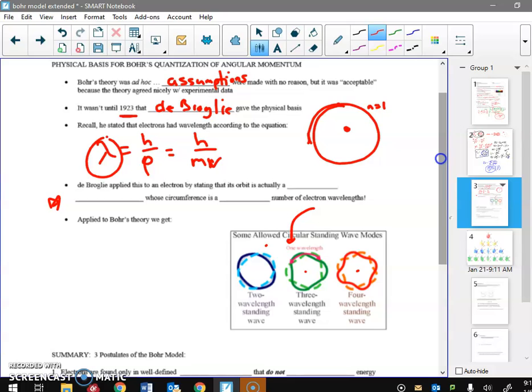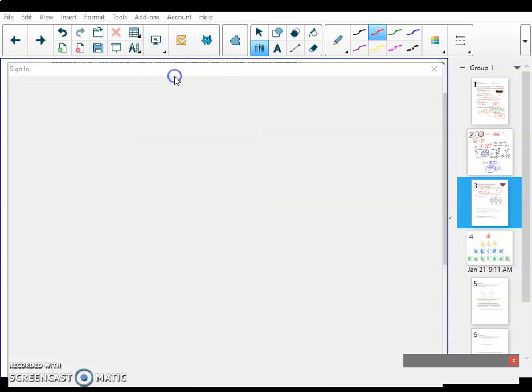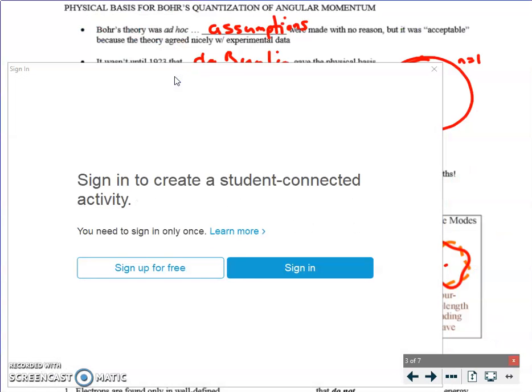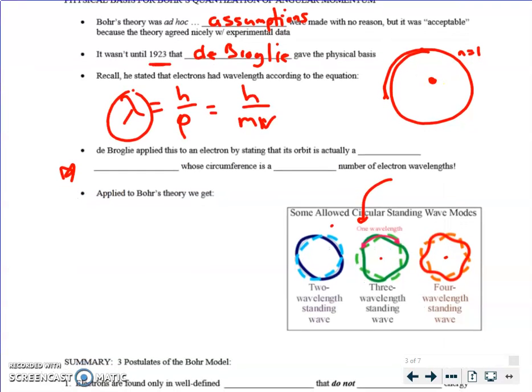So that's kind of a really cool interpretation because it brings in integers, because standing waves are all about integers in terms of the fundamentals. Okay? And so now we can see mathematically what's going on. So let me fill in the blanks here. So this is actually a standing wave whose circumference is a whole number, an integer, of the electron wavelength. All right, that's crazy, but it makes sense if you think about it.